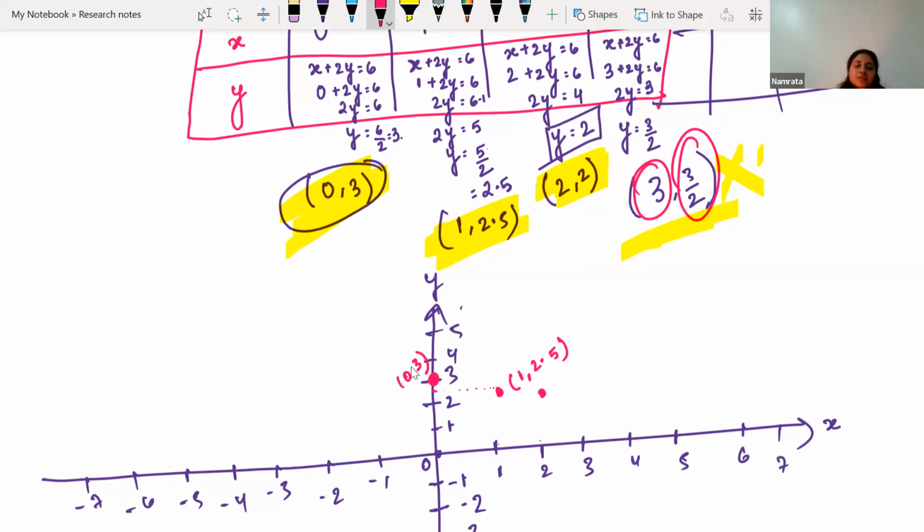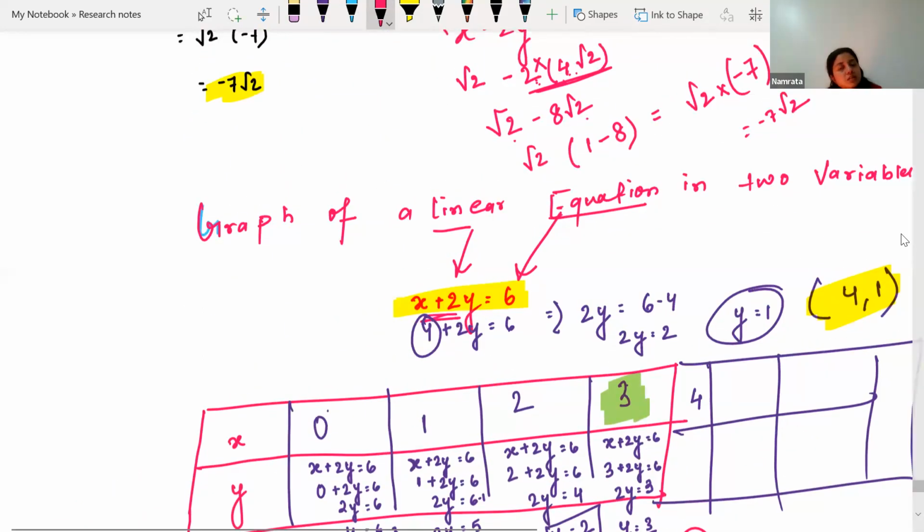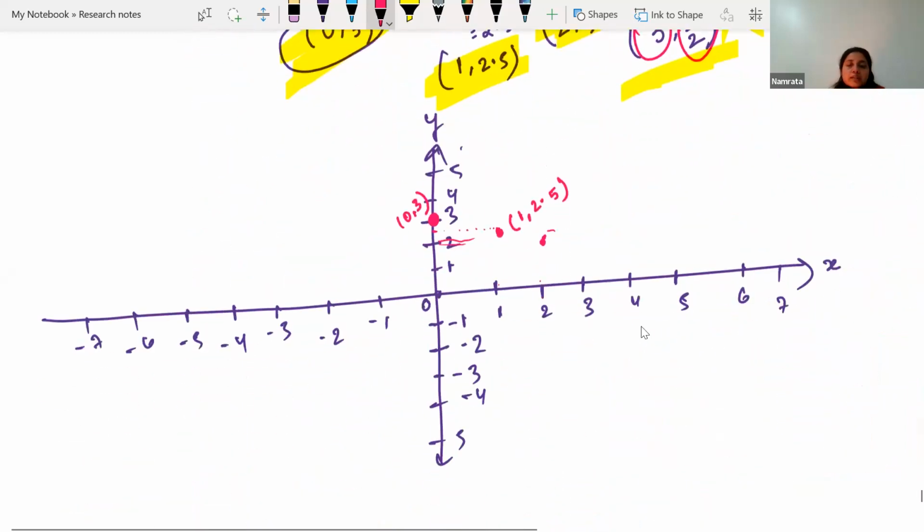After that, here we have the point. After that, the next point is 3 comma 3 by 2, which I said it's okay, we have found it. Just keep it aside and let's go for the other point, that is 4 comma 1. So x is 4 and y is 1. This is the point we have.